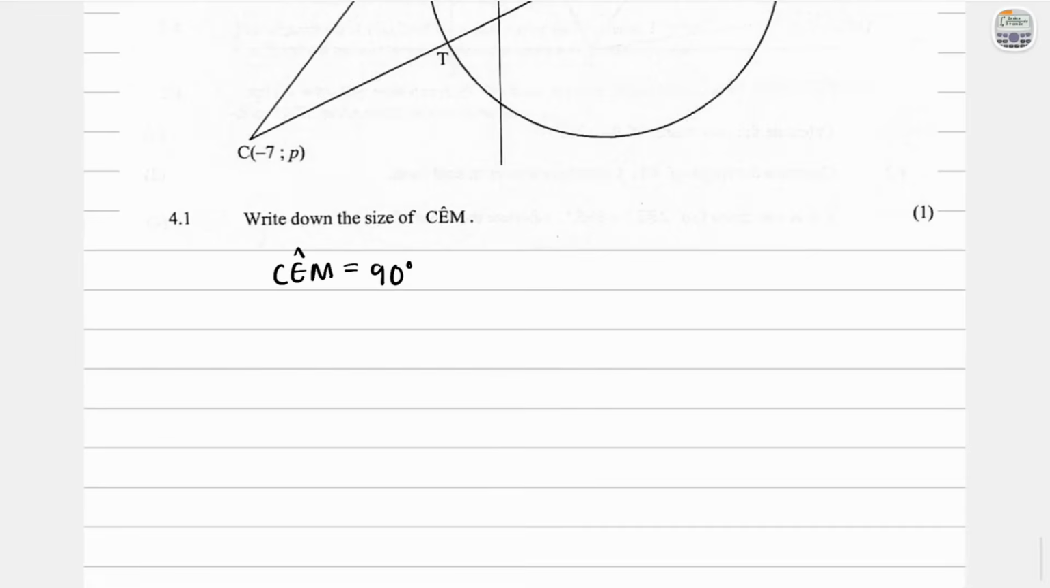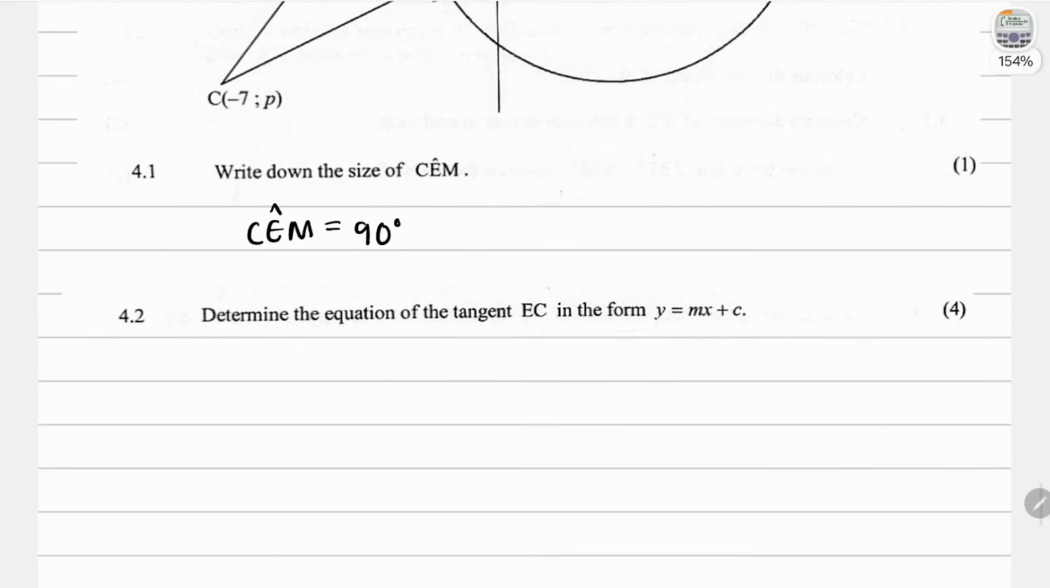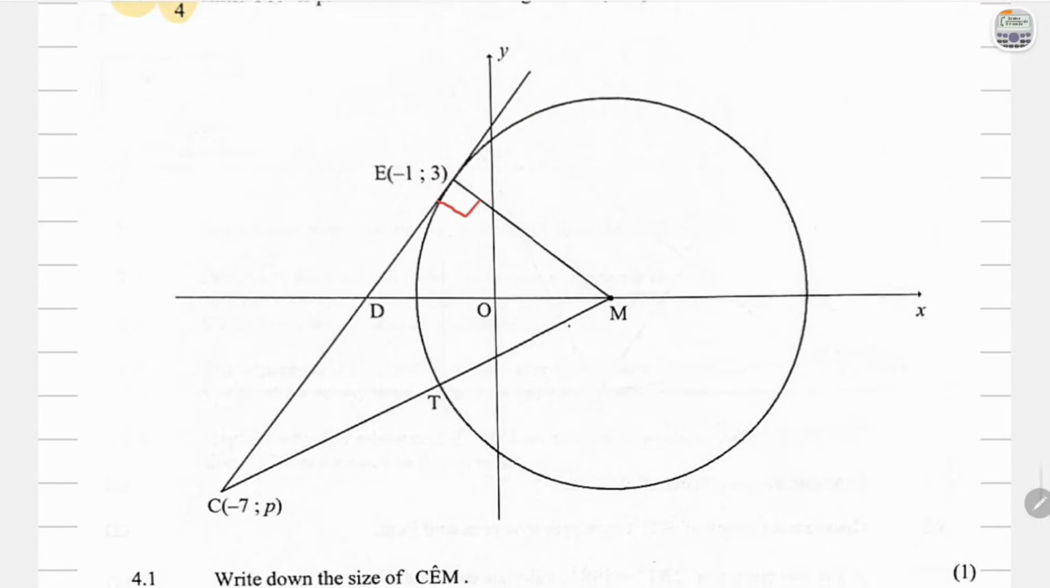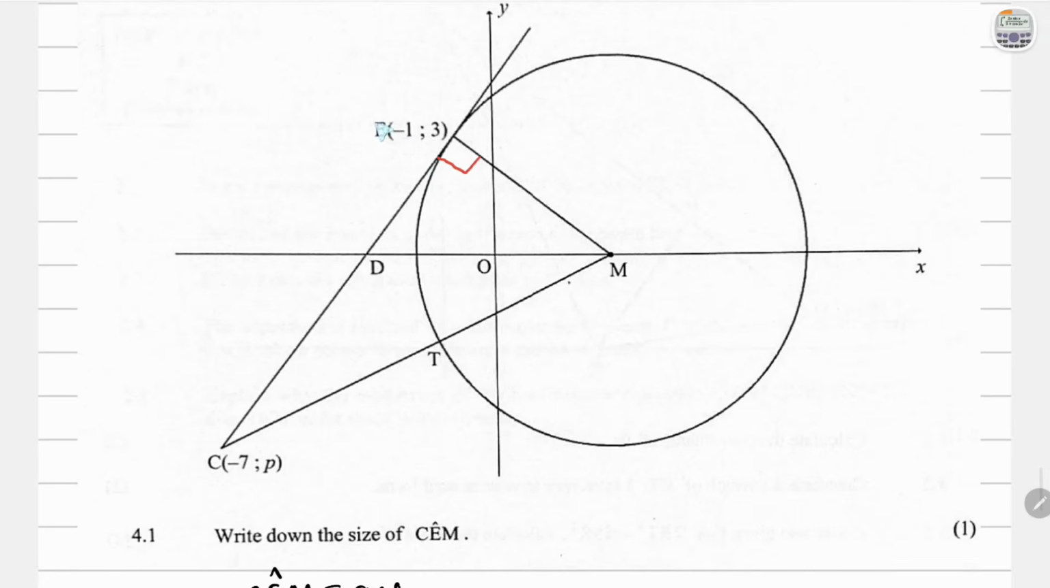Moving on to the next question. The next question, 4.2, says, determine the equation of the tangent EC in the form y equals mx plus c. So how do we find the equation of this tangent? You see that this is missing. So y equals mx plus c is not going to work in this case. But remember, this is a tangent. And you should always look at what we proved in the previous question. We proved that this is 90 degrees. So these two lines are perpendicular.